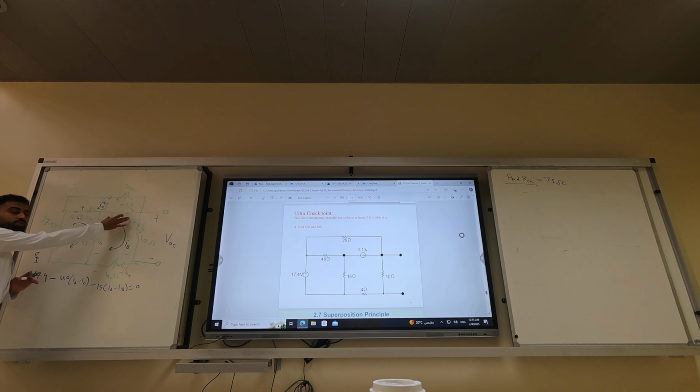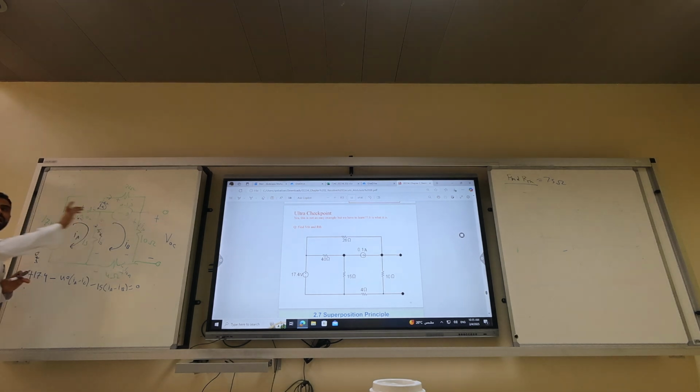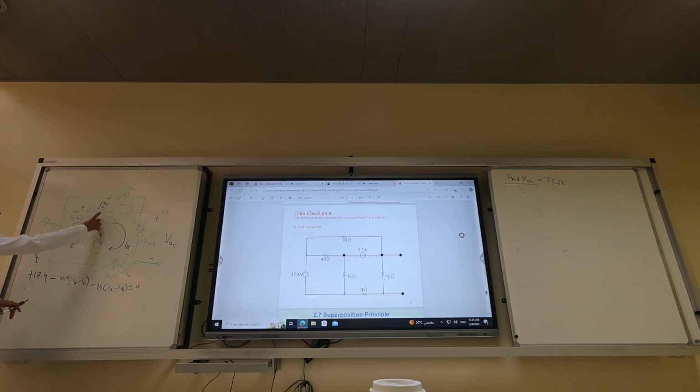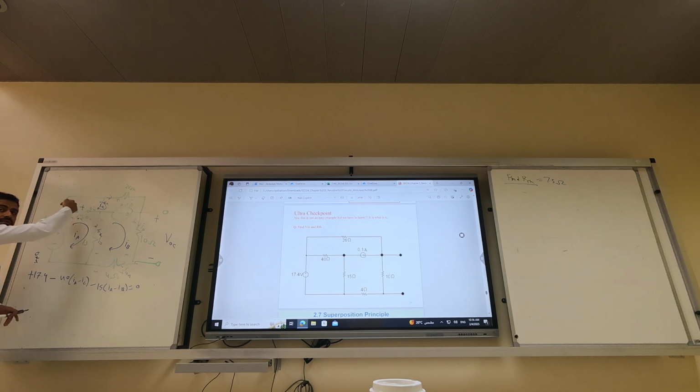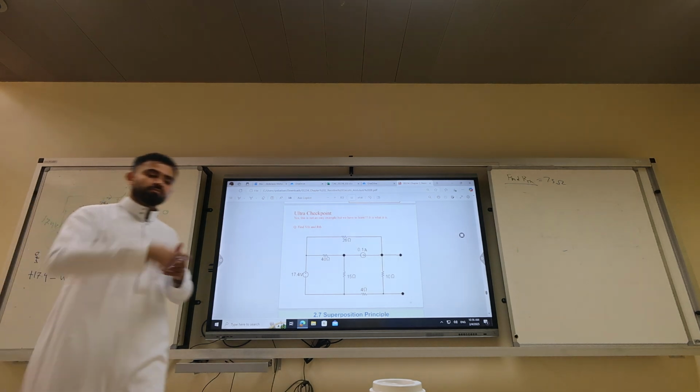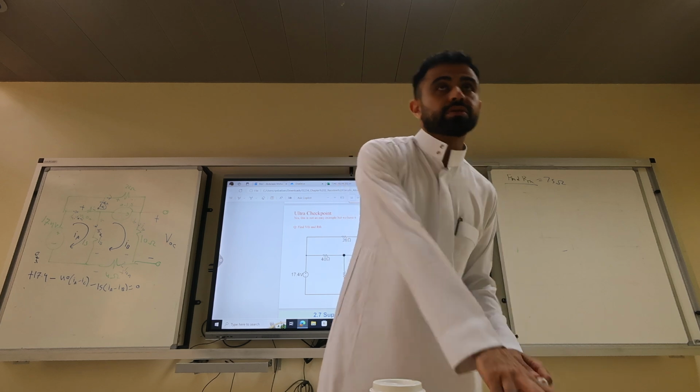Why? Because we don't know the voltage drop here. How to fix it, try to do it at home, or maybe once we finish the node voltage, is you do a super mesh. You walk here, here, here, here, go back here. You write everything in terms of IA, and then the last equation will be 0.1 equals IB minus IC. That's the super mesh. I'm not going to do it so that you don't get confused. Maybe I'll do it at the end of the lecture or in the office hours.